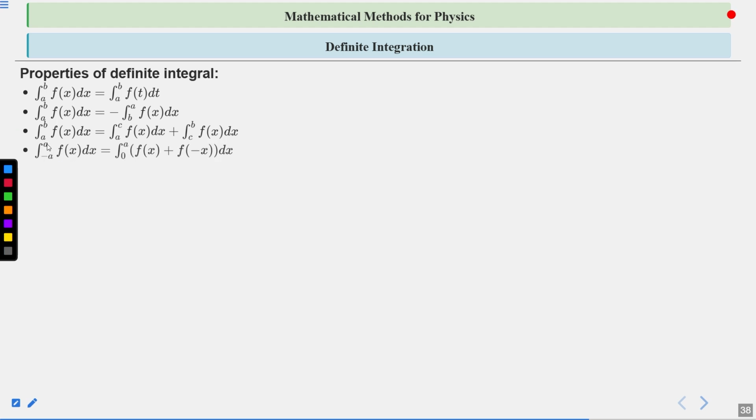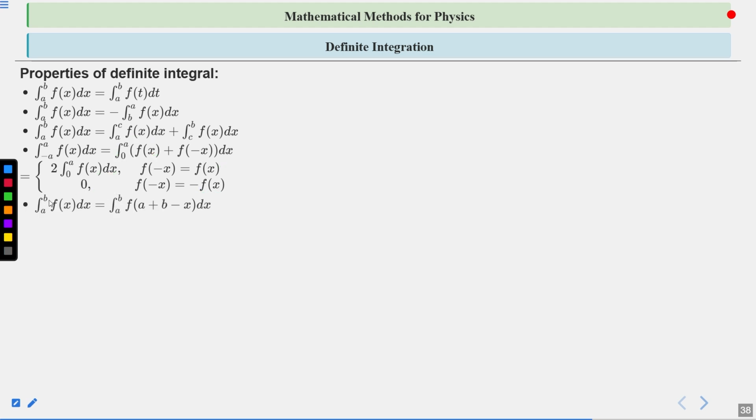The integration from minus a to a of f of x dx is equal to, first we calculate, the integration from 0 to a of f of x plus f of minus x dx. For 0 to a, if f of minus x equals f of x, the answer is twice the integral of f of x. If the function f of minus x is equal to minus f of x, in that case the answer is 0.